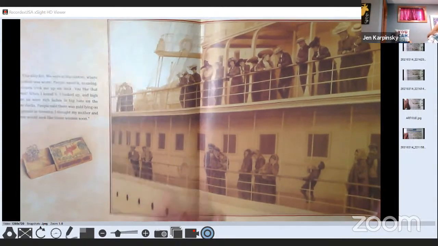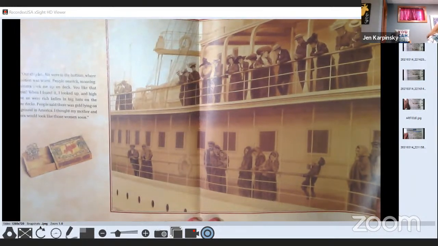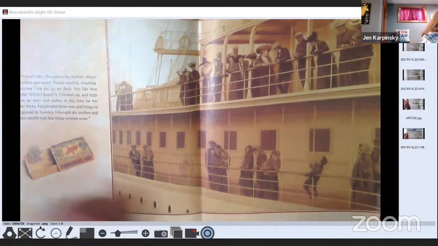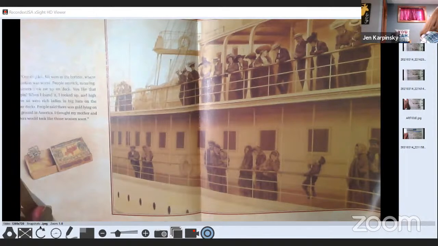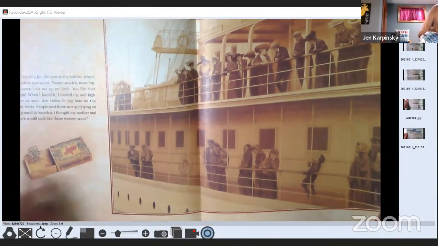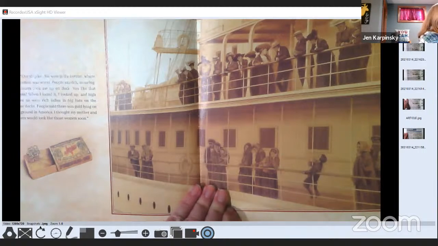Our ship left. We were at the bottom, where the motion was the worst. People seasick, moaning. My sisters took me up on deck. You like that hairpin? When I found it, I looked up, and high above us were rich ladies in big hats on the upper decks. People said there was gold lying on the ground in America. I thought my mother and sisters would look like those women soon.